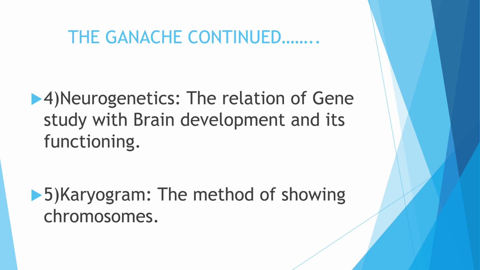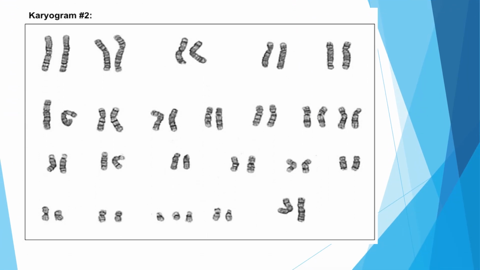Chromosomes carry hereditary information from one generation to another. They are present in the nucleus of the cell. They are only visible when the cell is dividing. This diagram which you can see over here is a karyogram. These structures are pairs of chromosomes.